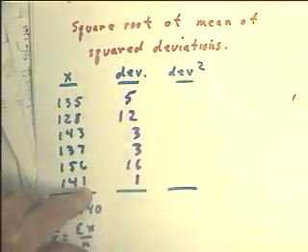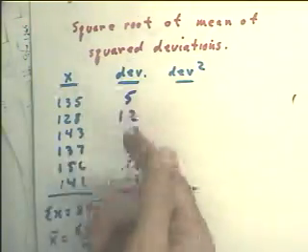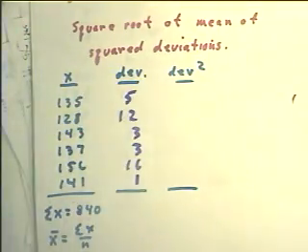141, difference is 1. These are our deviations. And we don't worry about whether they're plus or minus. If we talk about what's called residuals, we worry about plus and minus. But with deviations, we just write down the absolute value of the difference.